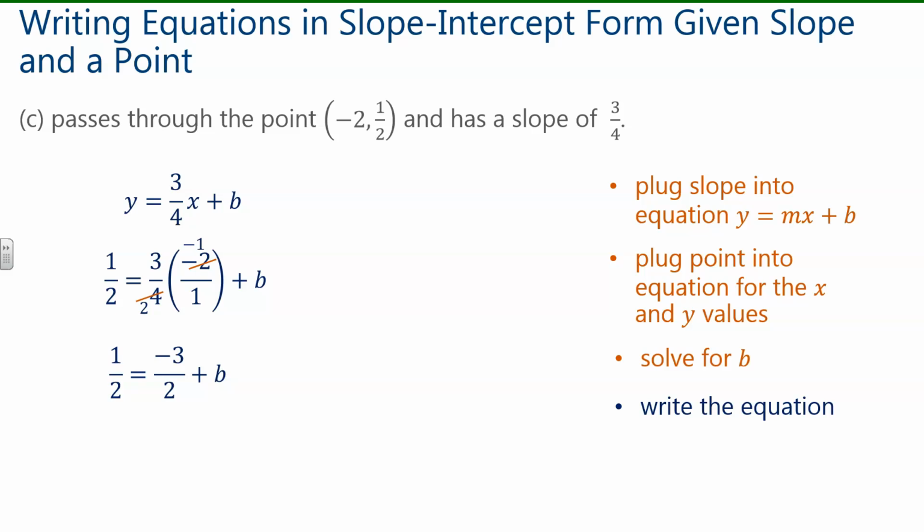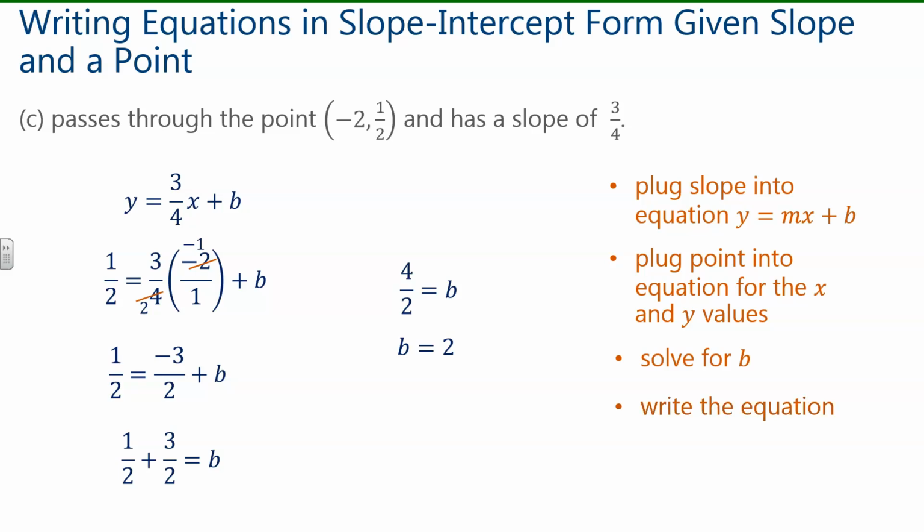We're still working on the solving for b step. We have to bring that negative 3 over 2 to the left, and now add them together. They already have a common denominator, so we just need to add 1 plus 3 together to give you 4. So b is 4 over 2, or simply 2.